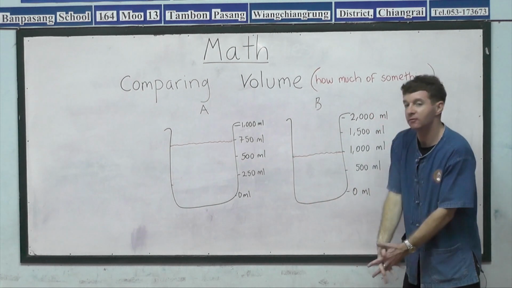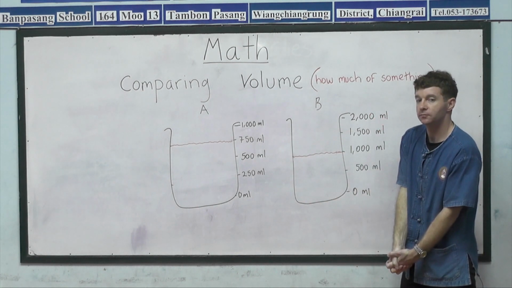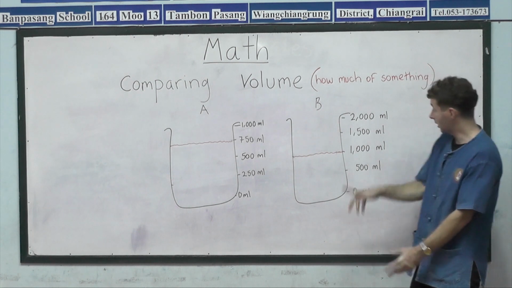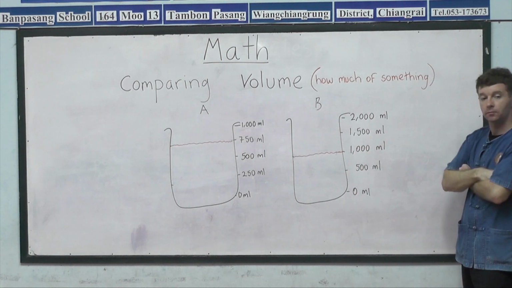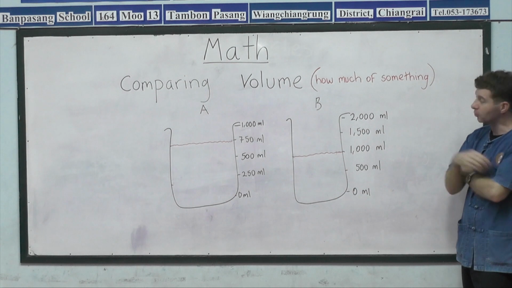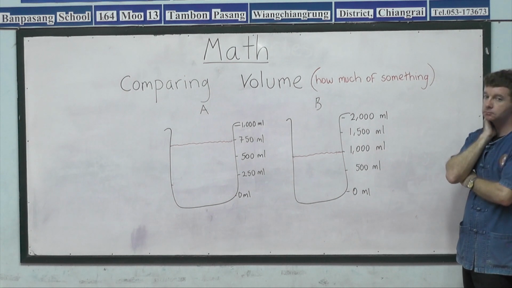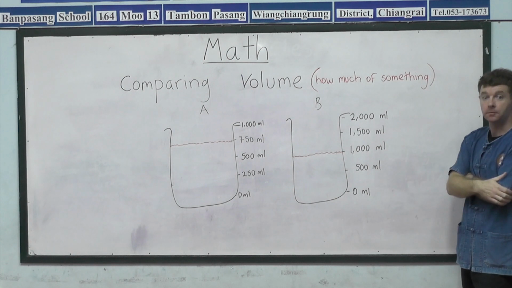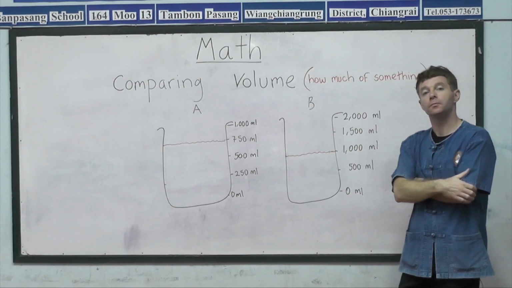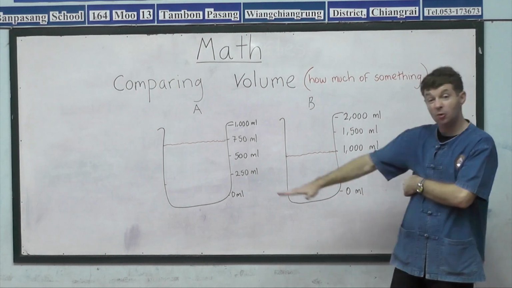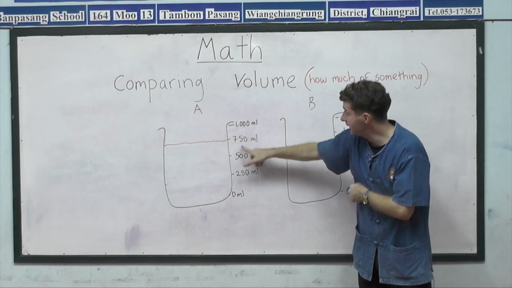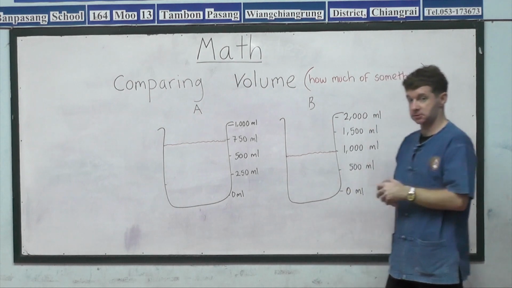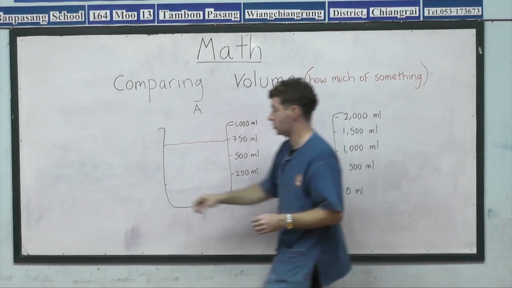Container A, what's the volume? 750 milliliters. Container B, what's the volume? 1,000 milliliters. So which has the greater volume? B has the greater volume. Which has the smaller volume? A. Even though the water level is higher, we need to look at the measurements. So let's do one more.